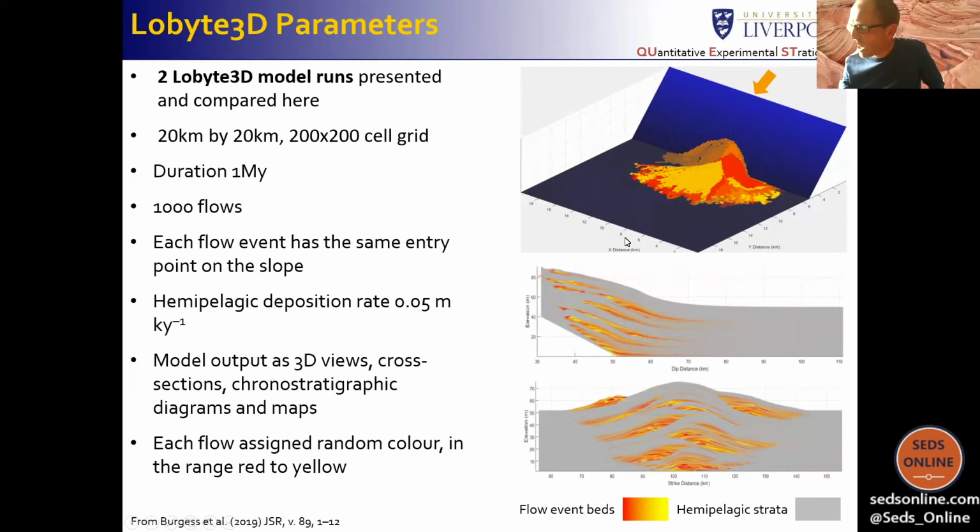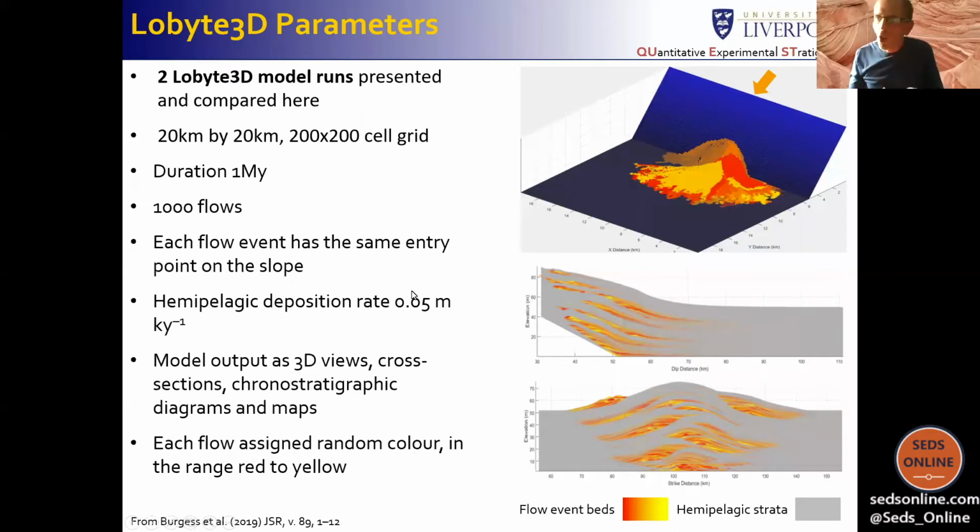In the model output, each of the flow deposits is given a different color, somewhere between red and yellow, so that you can distinguish them. So here's the 3D view where you can see a series of overlapping flows stacked on top of each other. This is the down dip cross section in this orientation, and this is the along strike cross section across there.